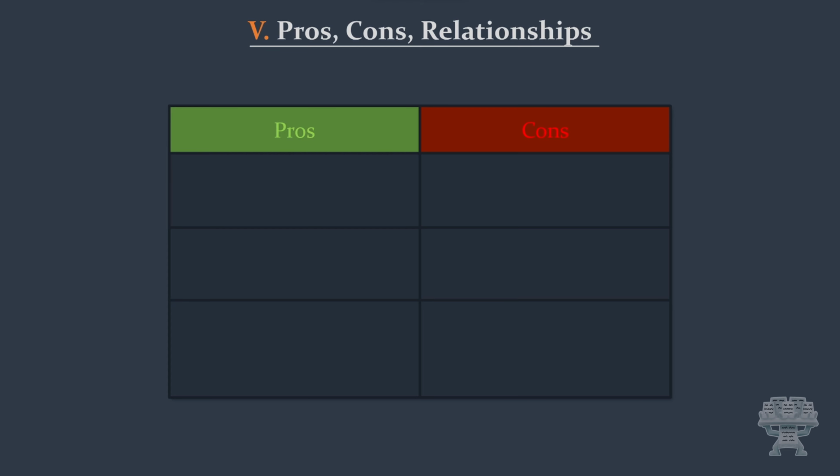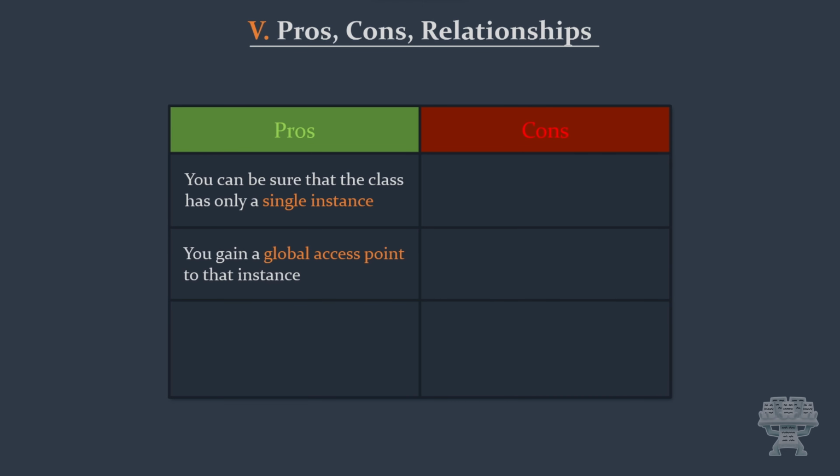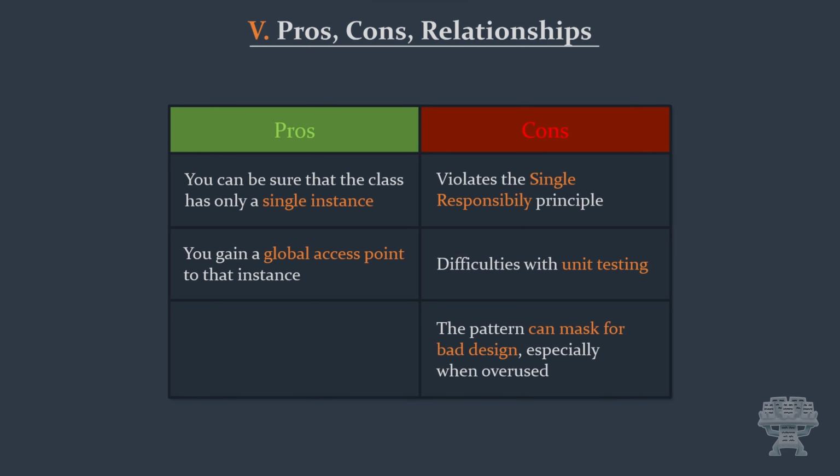Looking at the pros first, we have the following. We can be sure that the class has only a single instance, and we also gain a global access point to this instance. The cons we have just discussed. It violates the single responsibility principle as it is trying to solve two problems at once. With the tight coupling of the classes, it's much more difficult to unit test, and the pattern can mask bad design as it creates hidden dependencies scattered in the project.